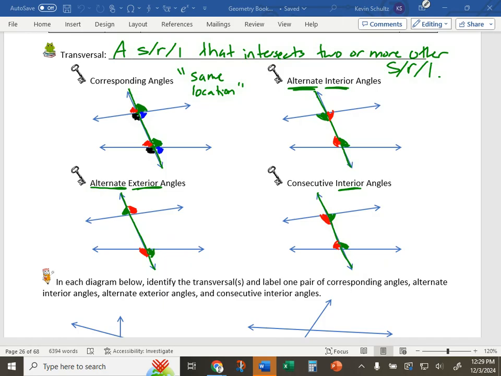Questions so far? The only one with more than two pairs are the corresponding angles, because that's just the same location at each point of intersection. All the other ones only have two pairs for each of them. Okay? Questions? Comments, concerns, complaints? Comments? No. Very well. So here we get to the practice.